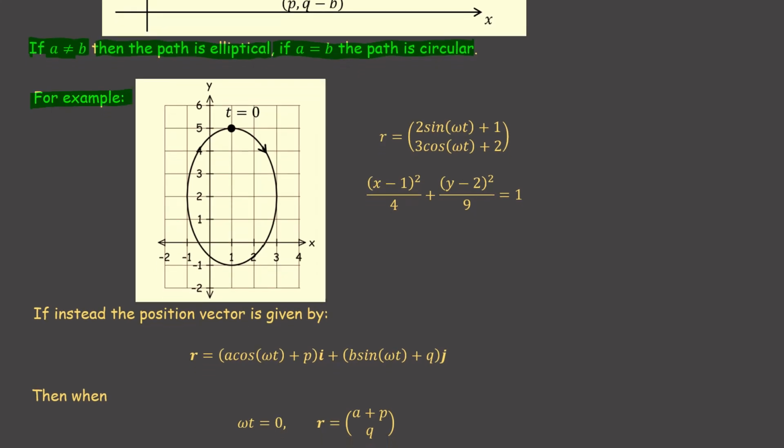Here's an example. I've got r = (2 sin ωt + 1, 3 cos ωt + 2), and you can see that the center of the motion here is at (1, 2). We can see this axis has a length of 2 and this one has a length of 3. We can see in this case it is going clockwise and it starts at the top here.